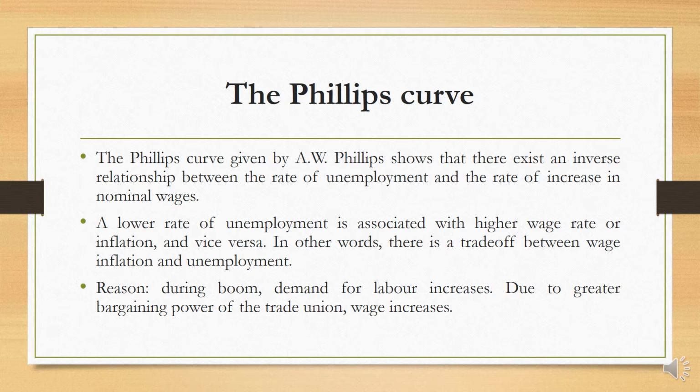The Phillips curve given by A.W. Phillips shows that there exists an inverse relationship between the rate of unemployment and the rate of increase in nominal wages. A lower rate of unemployment is associated with a higher wage rate or inflation and vice versa. In other words, there is a trade-off between wage inflation and unemployment. Reason: during a boom, demand for labor increases due to the greater bargaining power of the trade unions, and wages also increase.